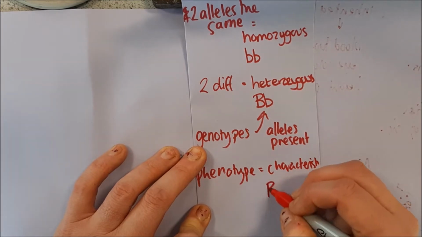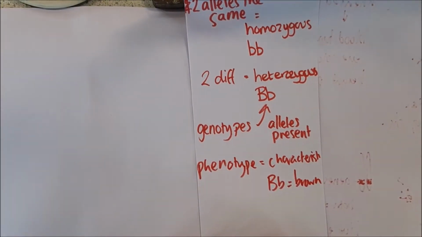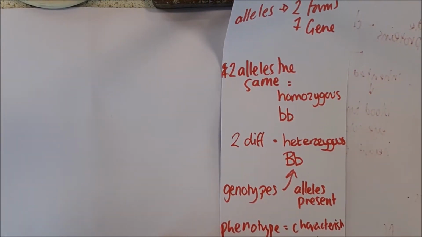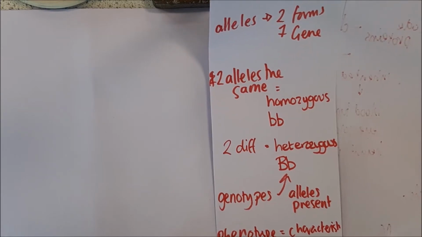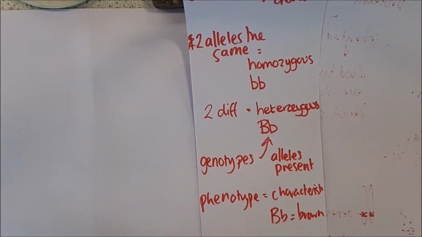So for example, big B, little b, the phenotype is brown eyes. Okay, quite a lot of key words there: alleles, homozygous, heterozygous, genotypes, phenotypes. I suggest you learn those as much as possible, and I will keep referring to them as we go through it, and also haploid and diploid cell.